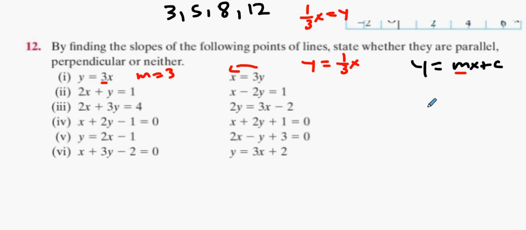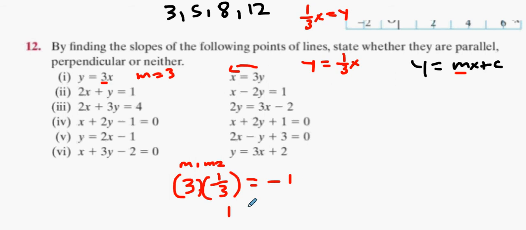Now 3 and 1/3 are the two slopes for this. And what you get is, when you multiply them by each other to test if they're perpendicular, you should get -1. But in this case, we do not get -1 because 3 times 1/3 is 1. So these ones are not perpendicular.